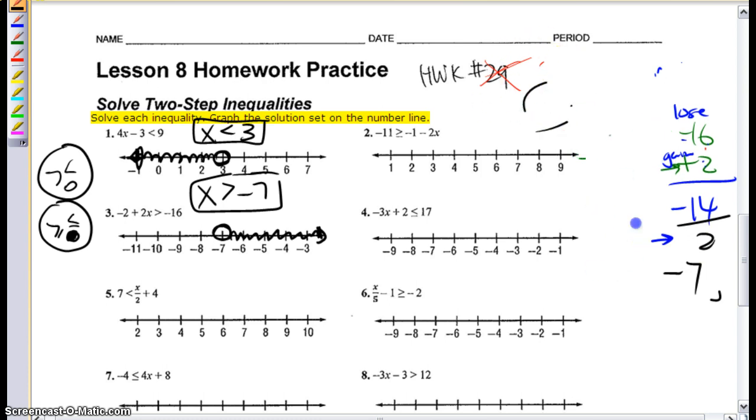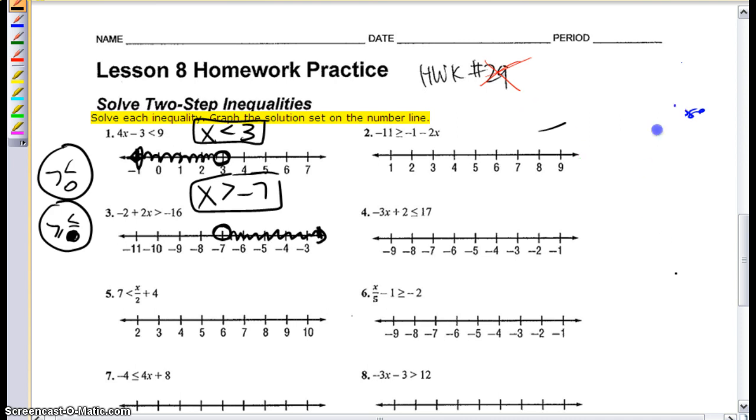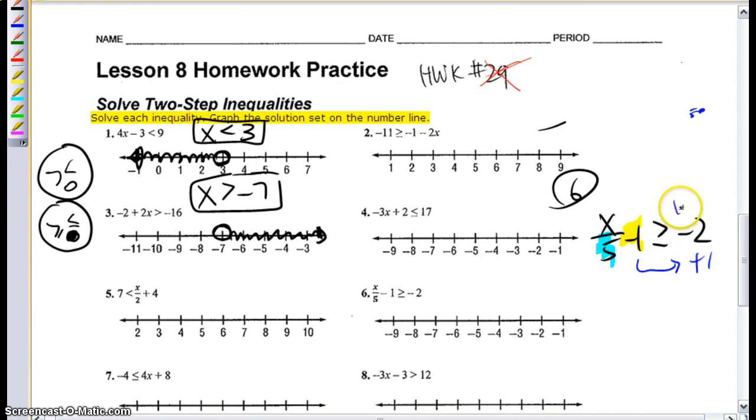Okay, let's skip down to number 6. Number 6 says x divided by 5 minus 1 greater than or equal to negative 2. I want to undo 5, and I want to later undo the negative 1. So actually first I want to undo the negative 1. So I'm going to add 1 with the negative 2. So if I lost 2 but then gain 1, I'm only losing 1, so negative 1. So x divided by 5 is greater than or equal to negative 1.